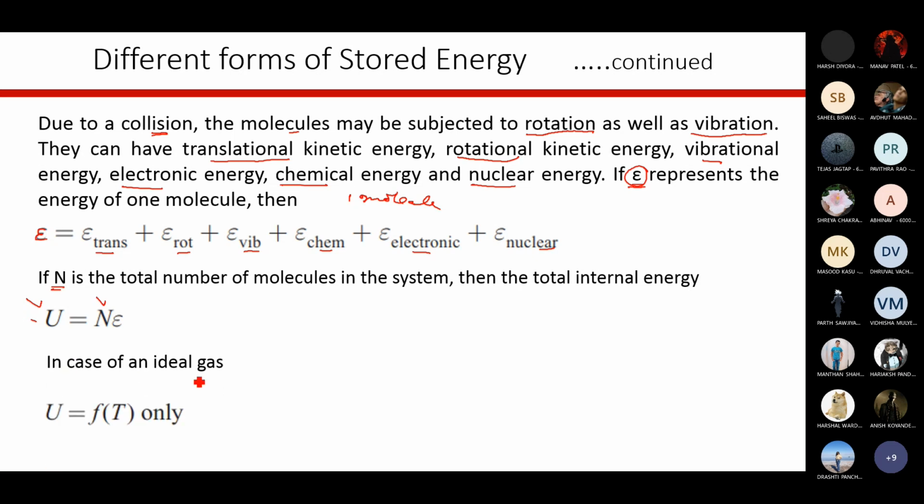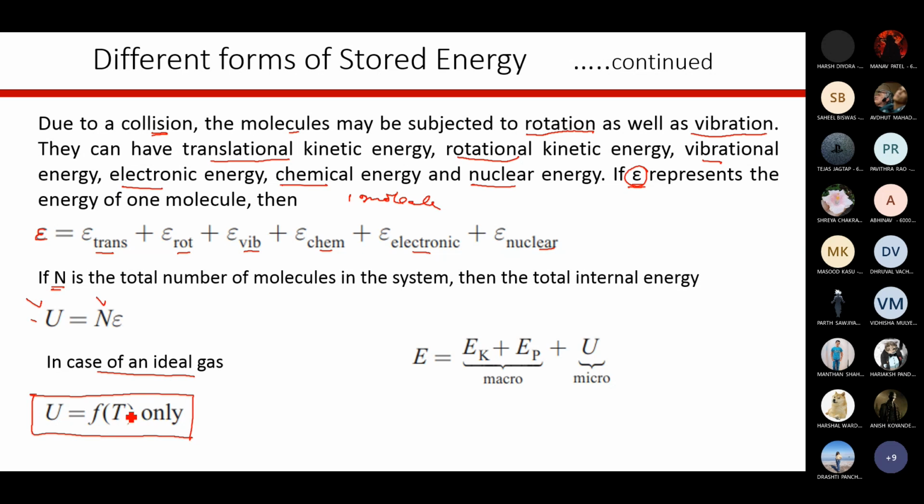Now, in case of an ideal gas, we know that the internal energy is a function of temperature only. Note this down. This is based on which law? You must have studied it in physics. This is based on Joule's law, that internal energy U is a function of temperature alone. Note this down.